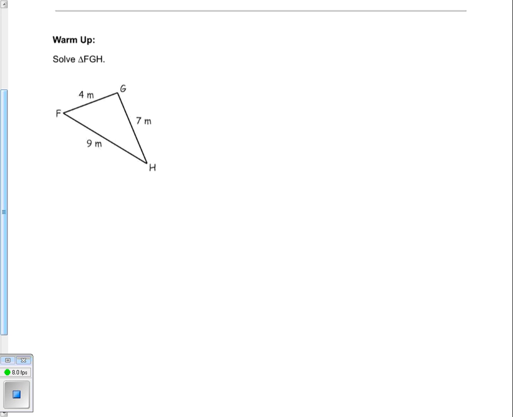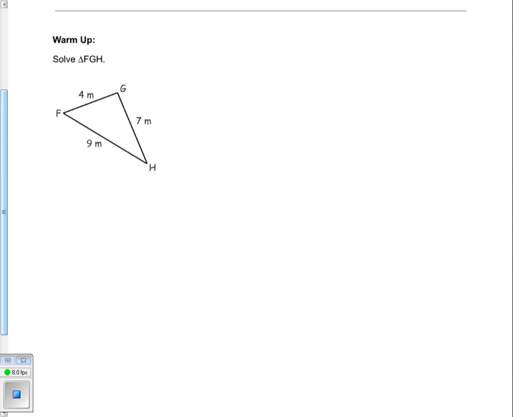Okay. And so because we don't have any of the angles, we can't use sine law, because we don't have a side angle pairing. So sine law is out the window. But because we have all three sides, we could actually use cosine law to figure out the angles.